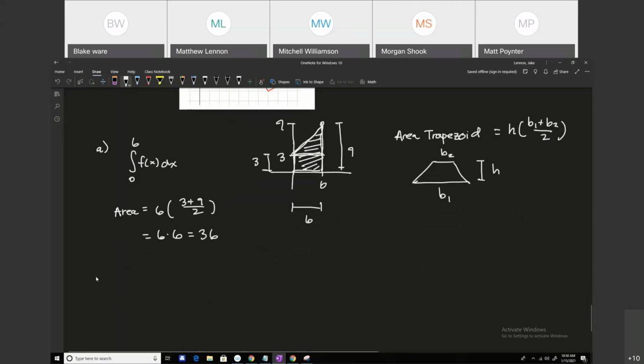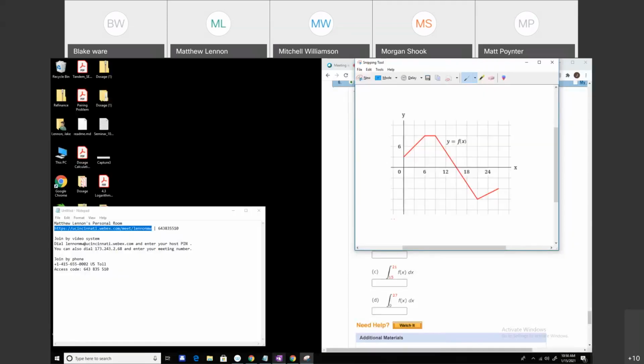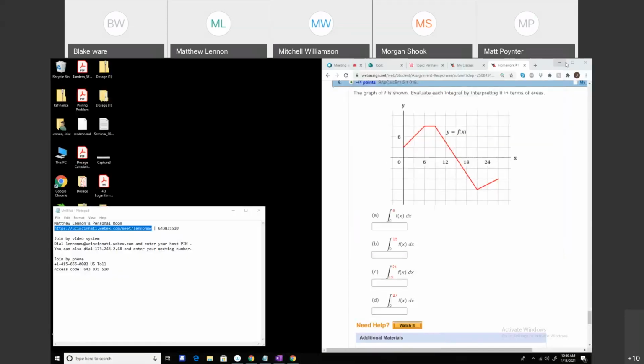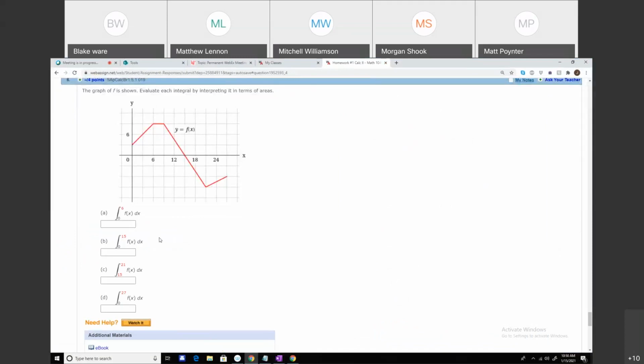Okay, so let's see what they ask us in part B. Part B, what did they want? They wanted 0 to 15. 15 goes all the way over here. So again, you could count squares. It's a little bit harder though, because now you've got tiny little pieces.